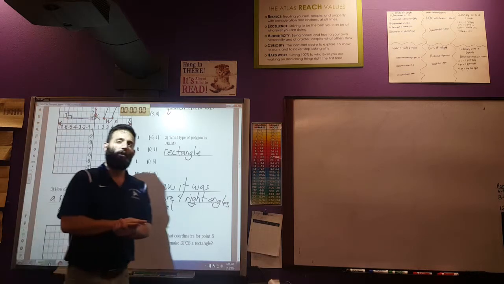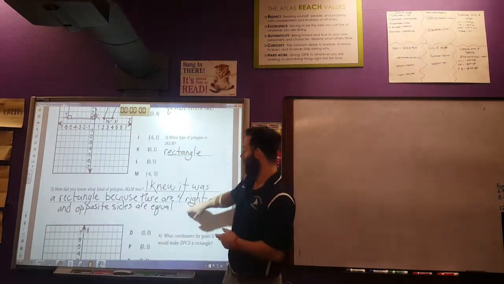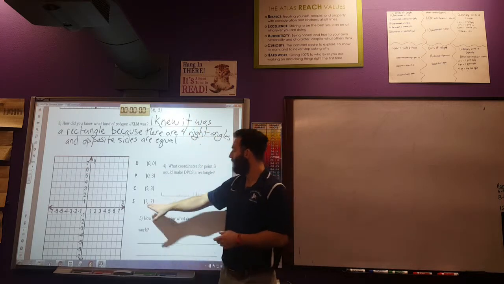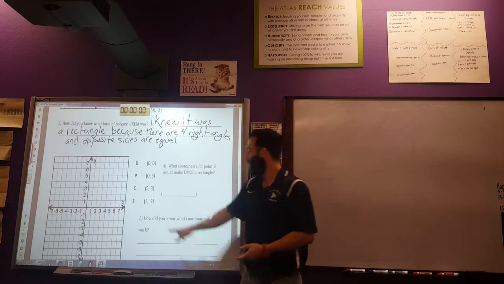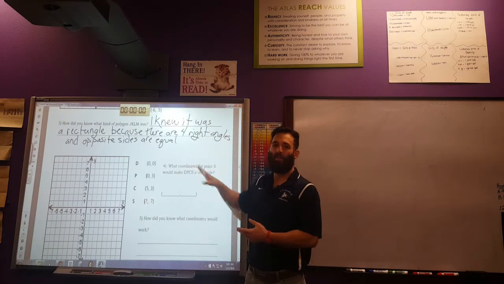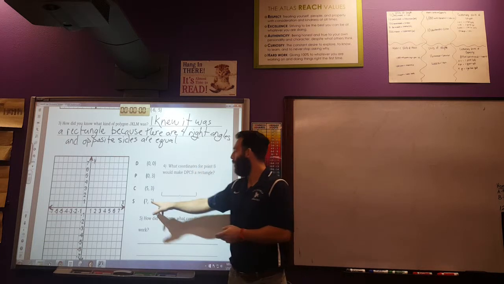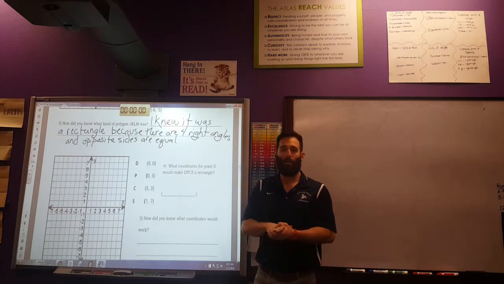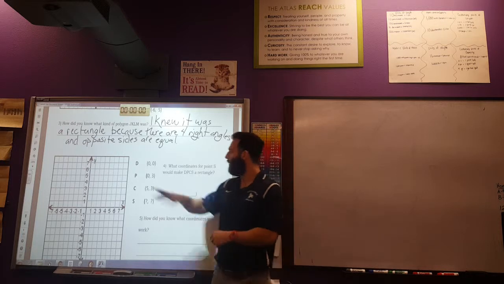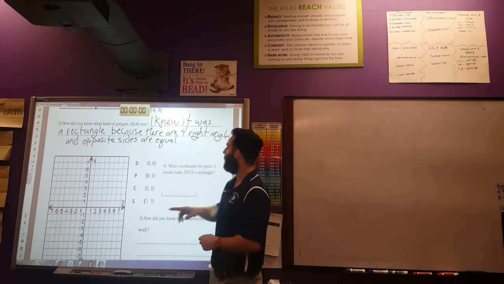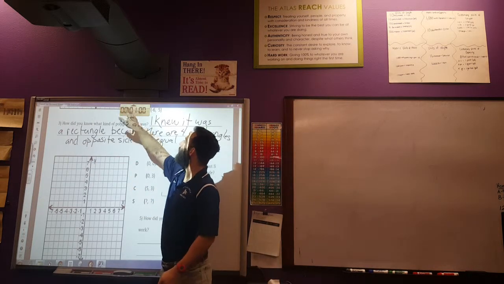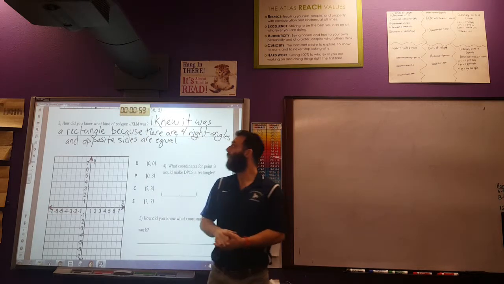Now the next little section is going to get a little bit more difficult. You can see that point S is 2 question marks, and this is going to ask you to figure out what those points are. So I'm going to give you 1 minute to plot points D, P, and C. Go ahead.